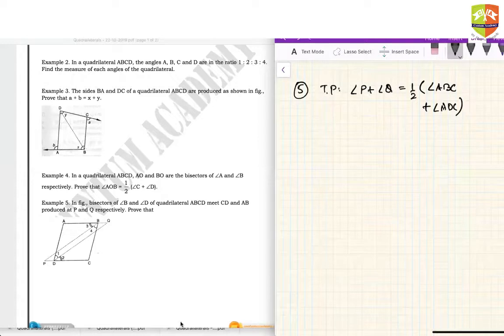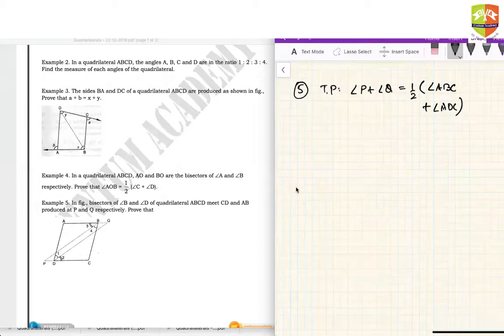Let me tell you how to approach such kinds of problems. You need to understand the approach more than the real solution. I know you guys are pretty smart and you'll be able to do it, but approach as well as presentation is very, very crucial. Now the question is about the bisectors of angles B and D of quadrilateral ABCD.